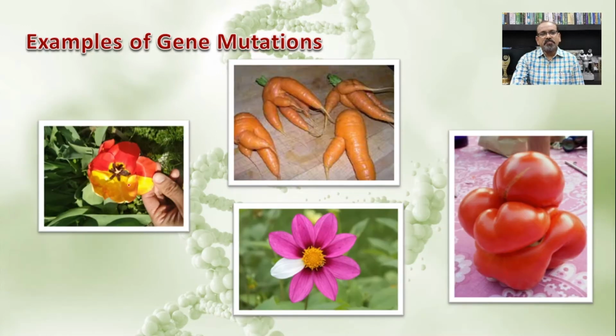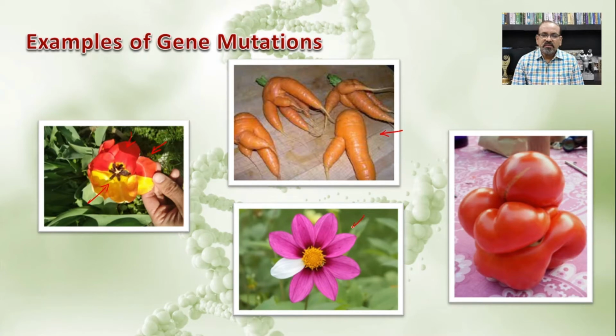The other examples are from plants. Here you can see the formation of two different colors on the petals of the flower, the yellow colored petals and the red colored petals. This is also formed because of the expression of certain mutated genes. This is again one example of mutation. Because of the mutation, instead of the formation of a single taproot, there is a division and formation of multiple taproots in the carrot.